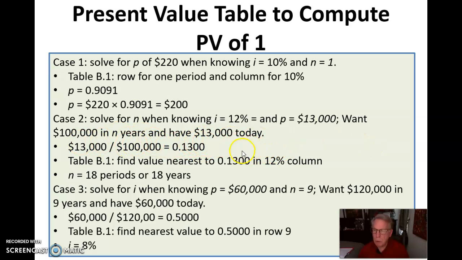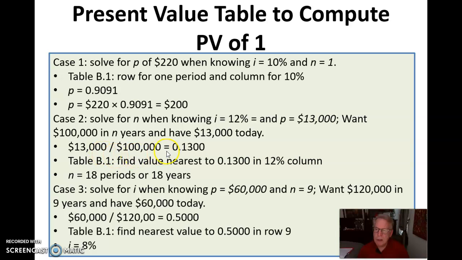Which you'll need here when you do your case, your group project. So in case 2, we're going to solve for the number of periods, knowing the interest rate is 12% and the present value is 13,000. You want 100,000 in so many years, and you have 13,000 today. How many years do you need to be able to do that? Very helpful for calculating investment strategies that you might have on your 401k, for example.